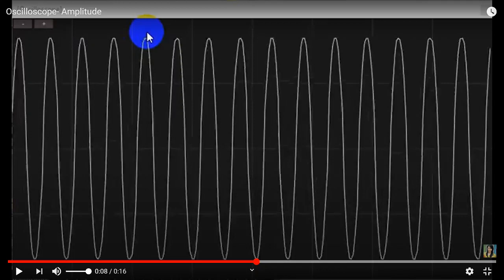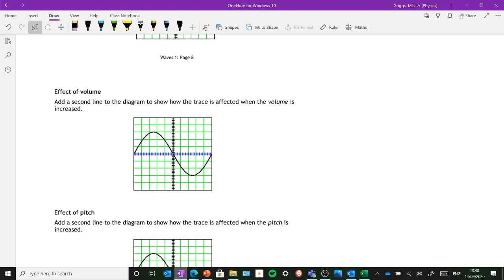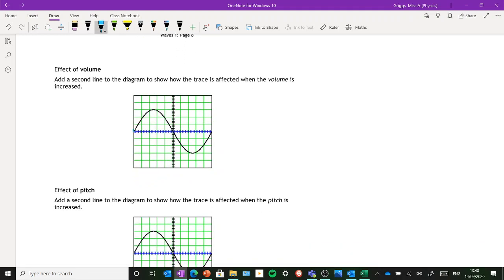Okay, so what's happening to the wave when you increase the volume? Yeah, it makes the crest higher. So go back to here. The effect of volume. You might want to get a different color if you can. Add a second line to the diagram to show how the trace is affected when the volume is increased. So you want it to stay the same width, but get taller, basically. So the amplitude is increasing.